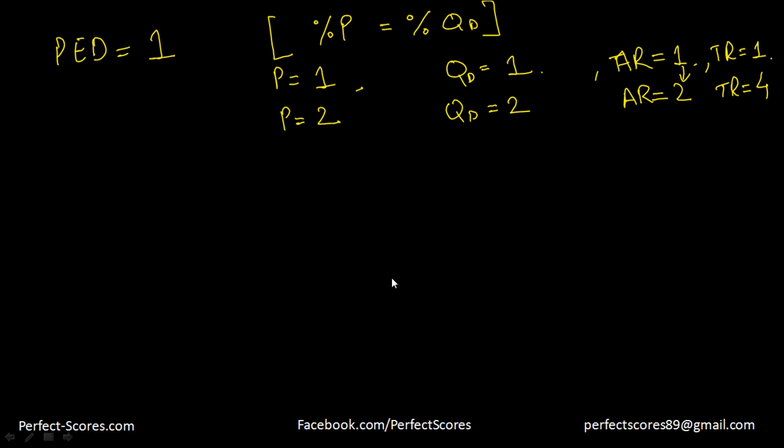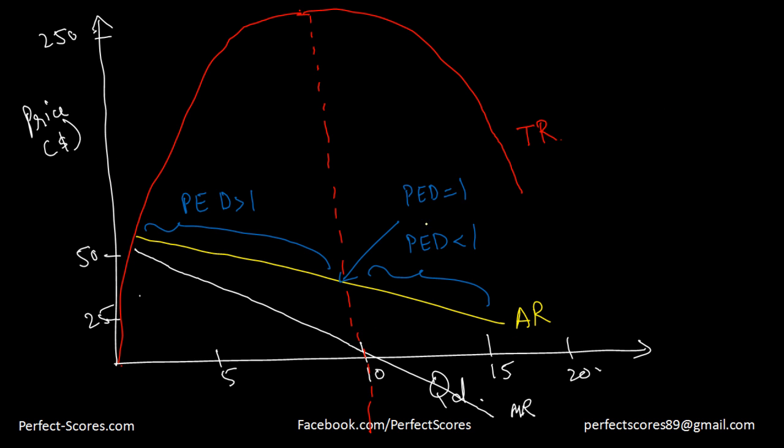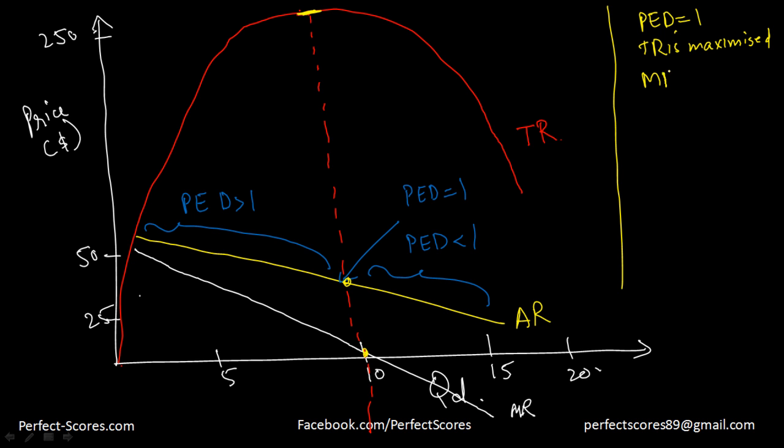Now, how do I know that? Look at this graph here. At this graph, when price elasticity of demand is equal to 1, my total revenue is maximized, right? So I'm just going to write here, when price elasticity of demand is equal to 1, the total revenue is maximized, and when it is maximized, you can clearly see that the marginal revenue is equal to 0. So when price elasticity of demand is equal to 1, the total revenue is maximized and marginal revenue is equal to 0.